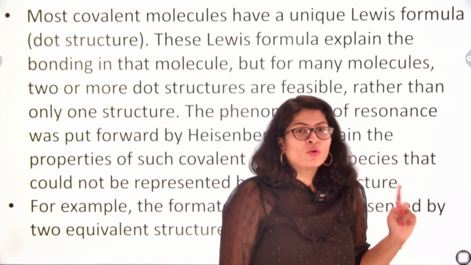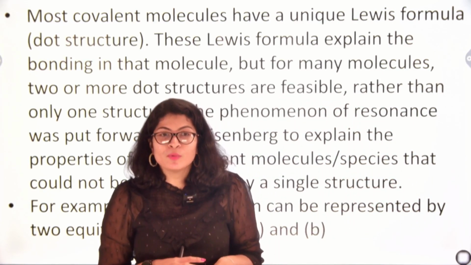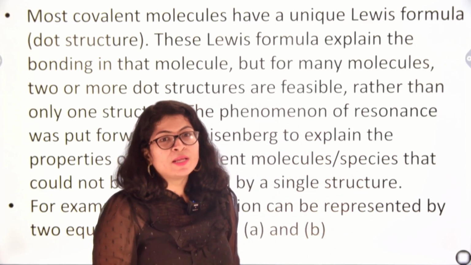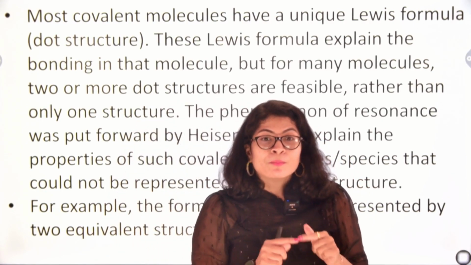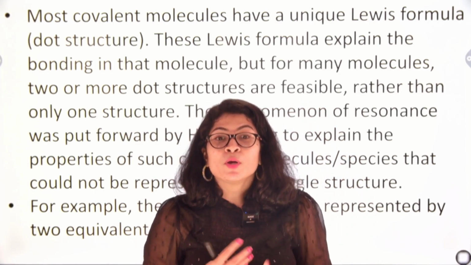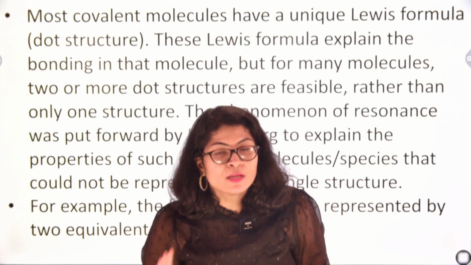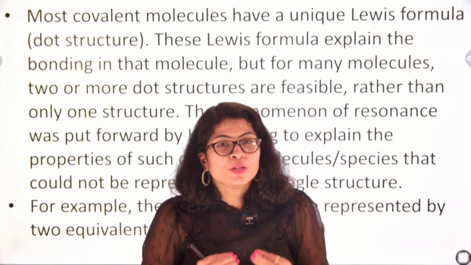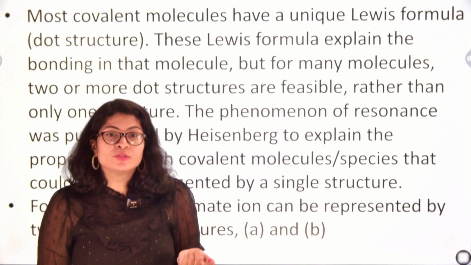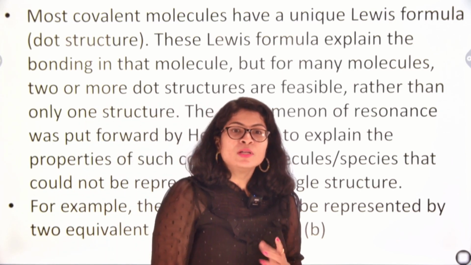So, most of the covalent compounds have a unique Lewis formula, which is the dot structure, and these Lewis formulas explain the bonding in that molecule. But there are many possibilities, like there is more than one way in which we can draw a particular molecule, right? For many molecules, two or more dot structures are feasible rather than only one structure.